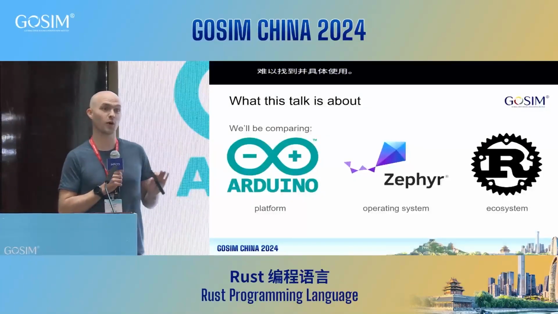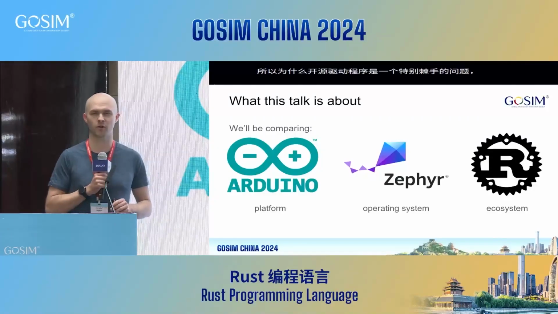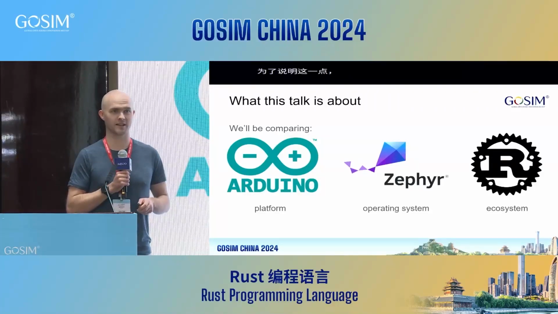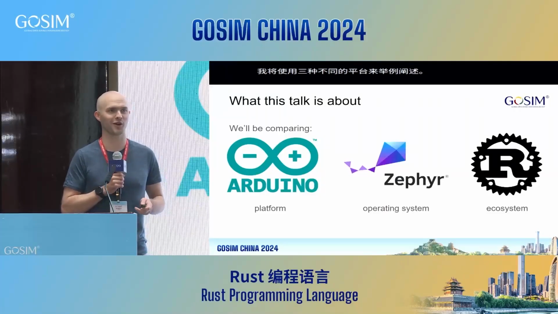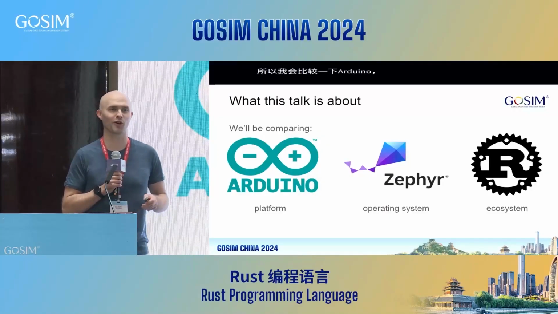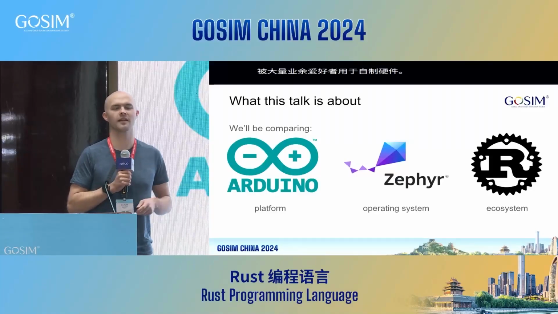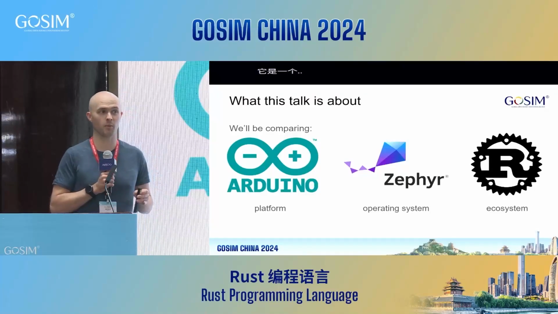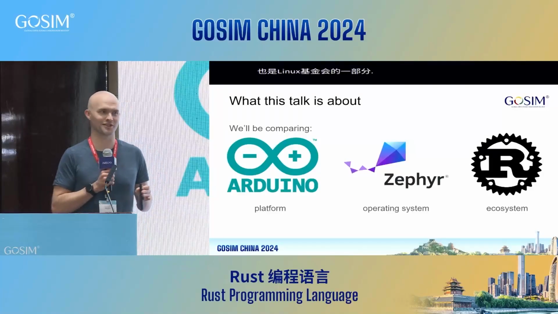In order to explain this, I'll be using 3 different types of platforms to illustrate the point. I'll be comparing Arduino, which you're probably already familiar with, used by lots of hobbyists to create their own hardware or software for boards that already exist. Zephyr, which is also used in a more professional context. It's also part of the Linux Foundation, and it's used, for example, by companies like Apple to make electronics. And finally, of course, the Rust ecosystem.